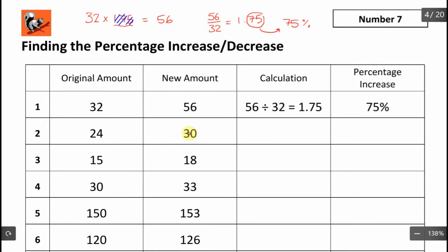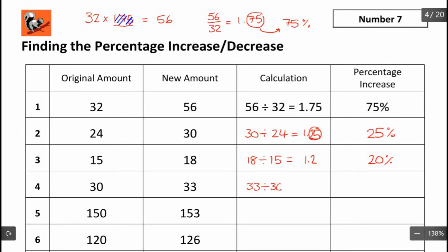We're going to divide the new amount by the old amount and see what decimal that gives us, and then take the percentage from that. So here 30 divided by 24 is 1.25. So what percentage has it been increased by? 25%. 18 divided by 15 is 1.2. So it has been increased by 20%. Okay, you could think of that as 1.20 if you like. Don't need the 0, but it's 20%.